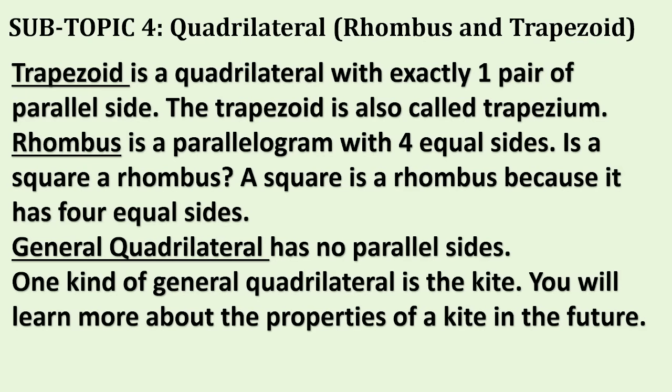Rhombus is a parallelogram with 4 equal sides. Is a square a rhombus? A square is a rhombus because it has 4 equal sides. A general quadrilateral has no parallel sides. One kind of general quadrilateral is the kite. You will learn more about the properties of a kite in the future.